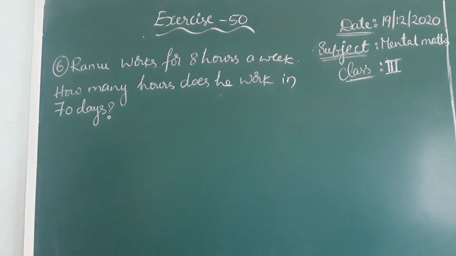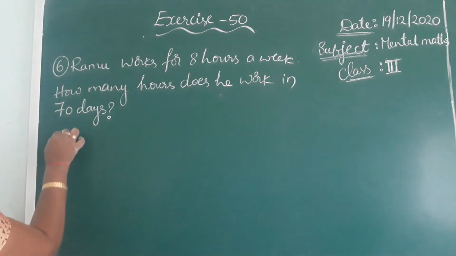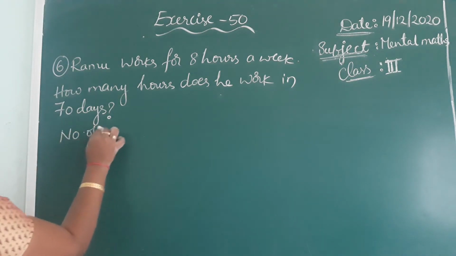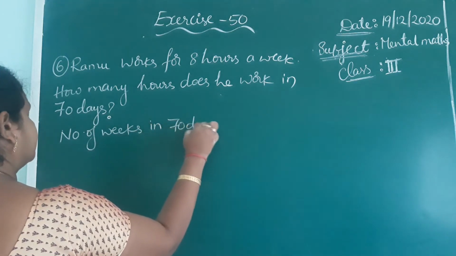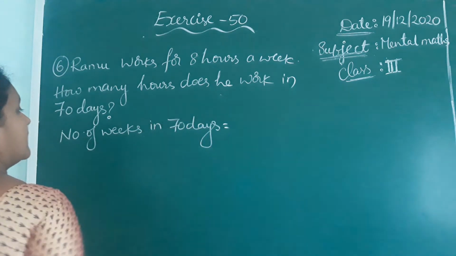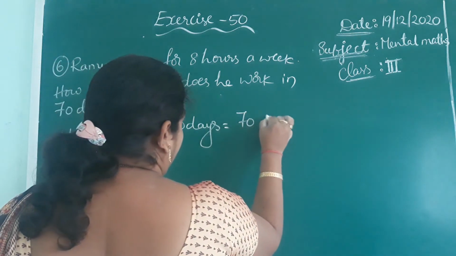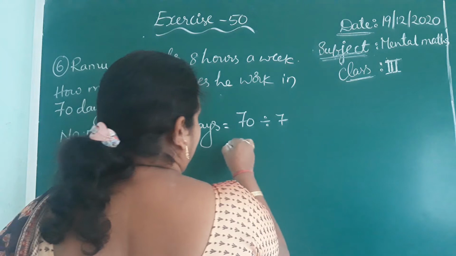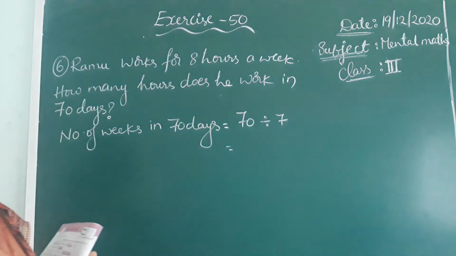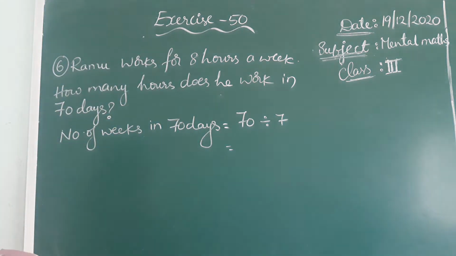First we should find how many weeks are there in 70 days. That means 70 divided by 7. 1 week contains 7 days. What is 70 divided by 7 in the 7 table, children? 7 times 10 is 70. So 10 weeks.